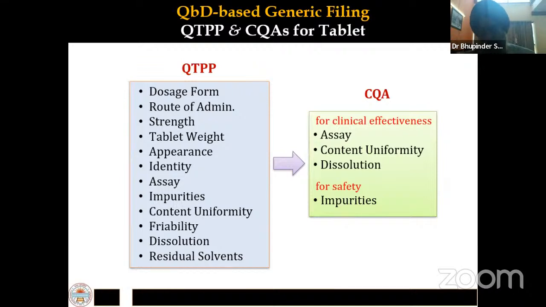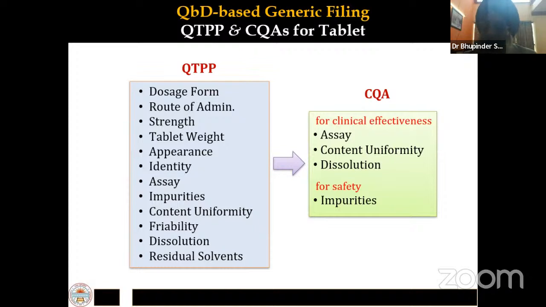So, for example, this is a QTPP of the tablet, and the CQA is taken out of the same. QTPP is dosage form, route of administration, strength, tablet weight, etc. Out of these, assay, you see, is at the ninth point, and then content uniformity is at the 11th point, and dissolution at the 13th point. So these 3 points have been taken up as CQAs, which are affecting the overall performance of the formulation. And one more, impurities, which is at the 10th point.